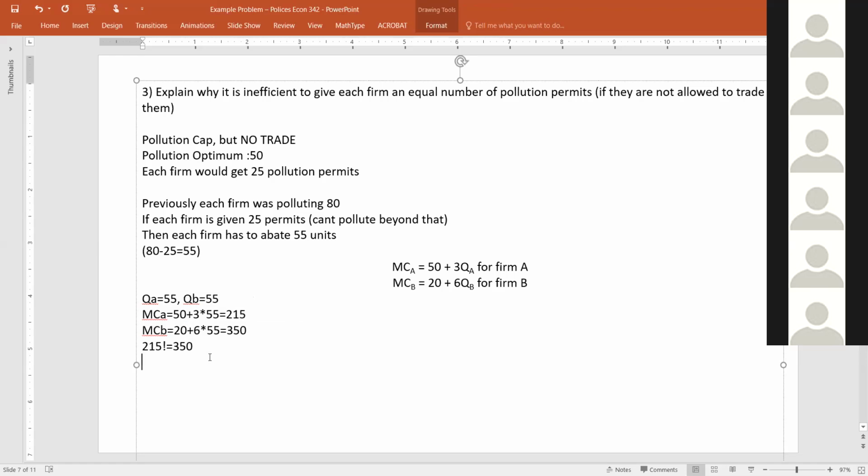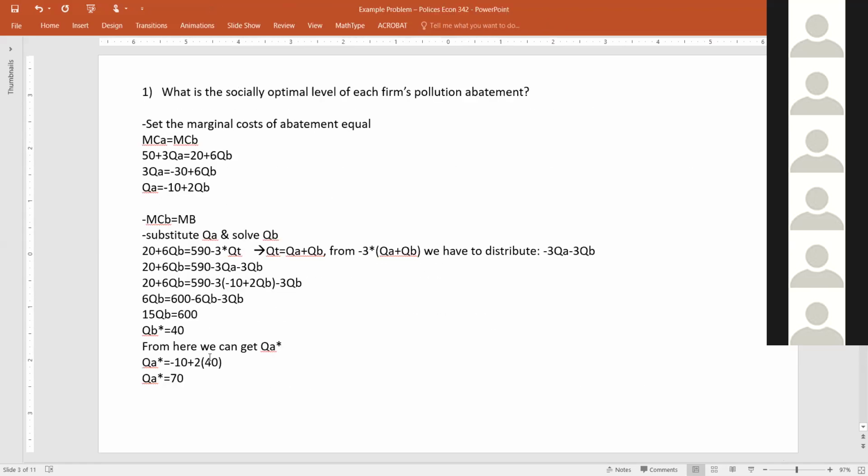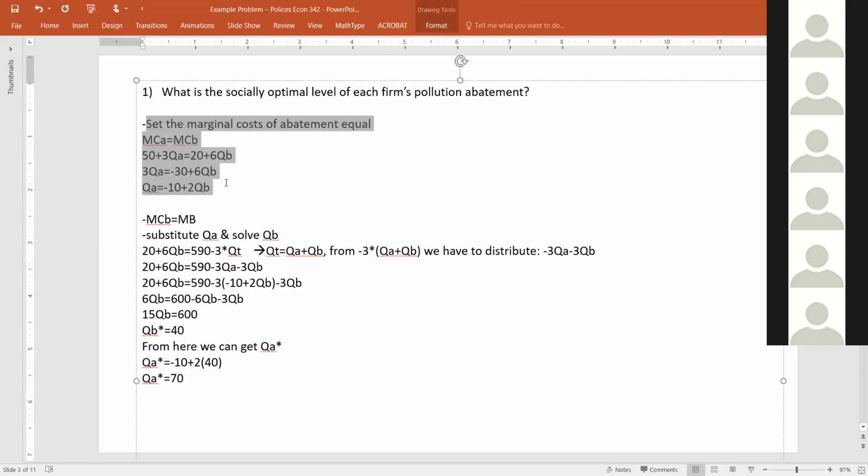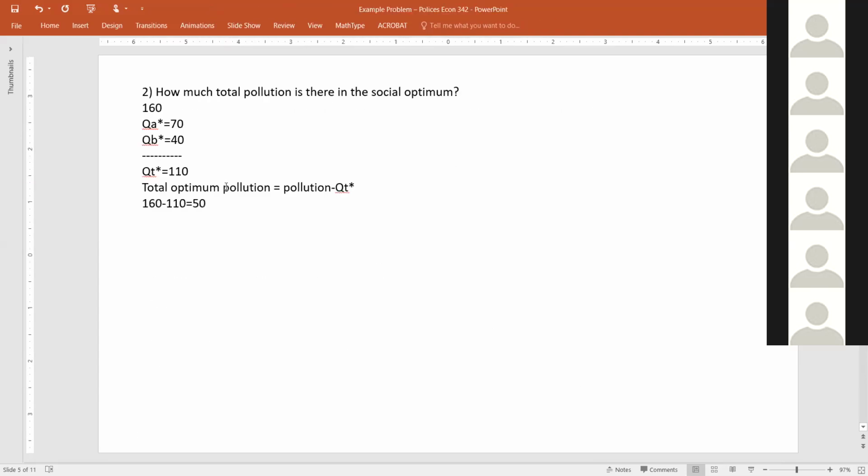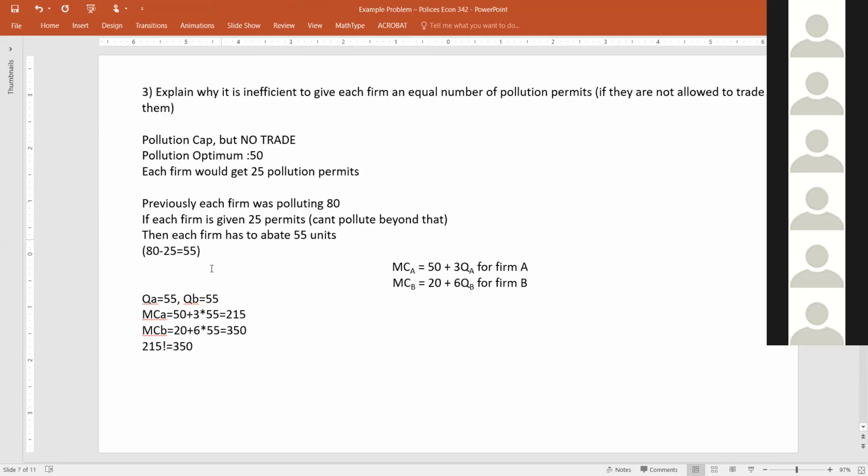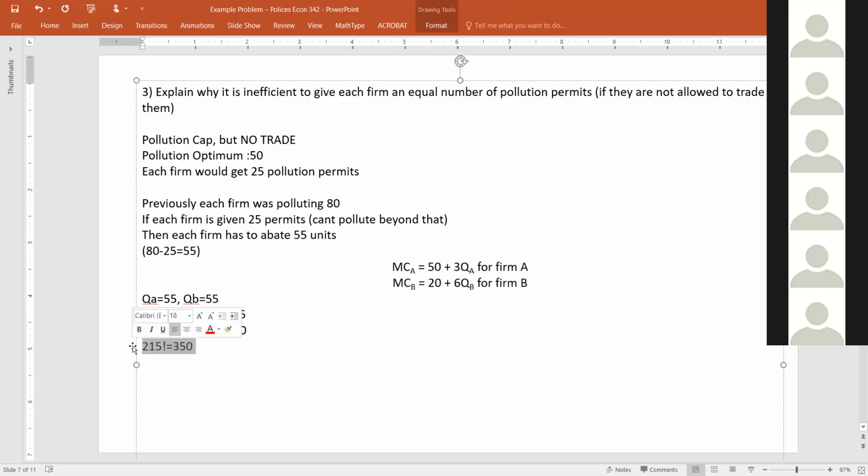I'm going to scroll up. Remember, we set up the first problem to find the social optimum by setting our marginal costs of abatement equal to one another. But here, our marginal costs are not equal. They're unequal. That's why it's inefficient.